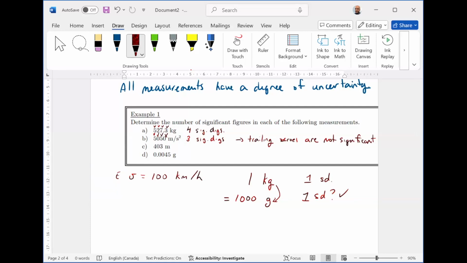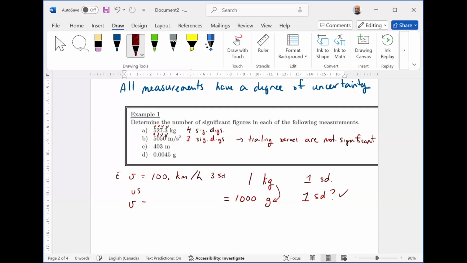So to get around that without using scientific notation, I simply add a decimal to the end, but I don't add a zero after that. I just put a decimal on the end. And this is a way of saying that I have a value here, a measurement, and I want to show you that there's 3 significant digits. And so I do that by putting a decimal there, which then makes these 2 zeros significant. Okay, so this measurement here would have 3 significant digits.